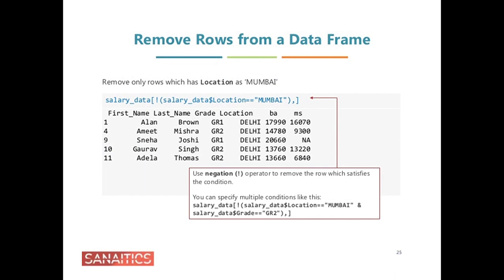Remove only rows which has location as Mumbai. Use negation operator to remove the row which satisfies the condition. You can also specify multiple conditions like this.